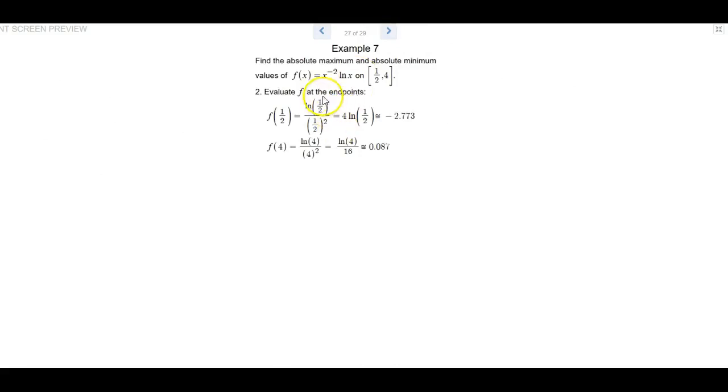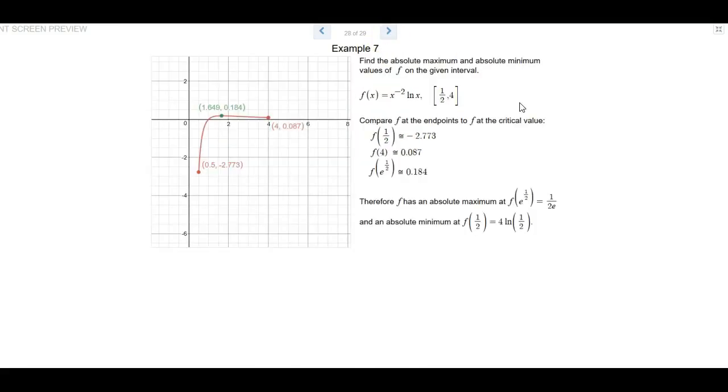Now we evaluate the function at the endpoints. And then we put them all together and compare. So we can see that at the critical number e to the 1/2, the function value is the highest. And at the endpoint 1/2, the function value is the lowest.